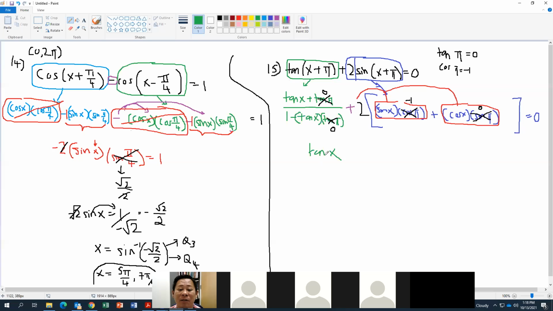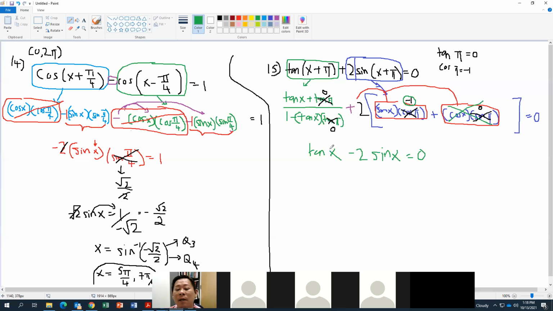1 minus 0 is 1, and anything over 1 you can ignore. Since this is 0, 0 times cosine x can also be ignored because it's all 0. So what you have in this case is -2 sine x. Where does the negative come from? It came from the cosine pi. It's a -1.